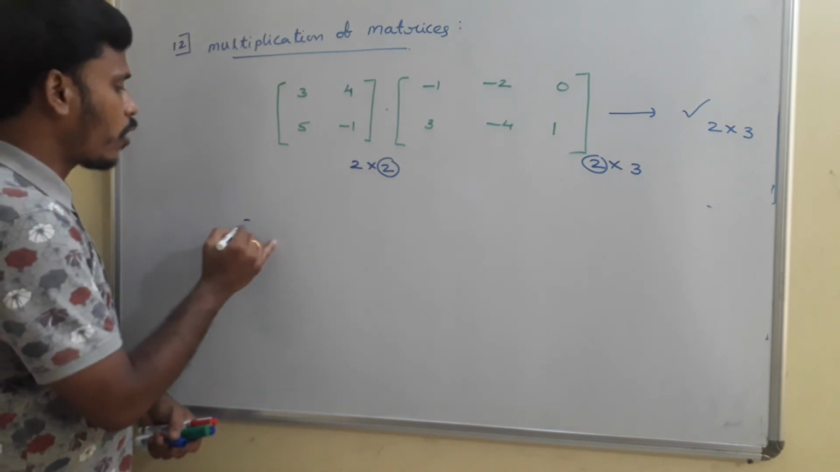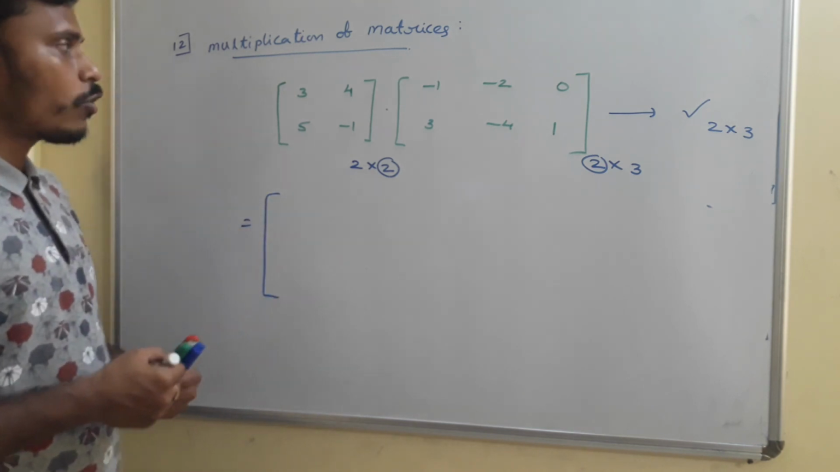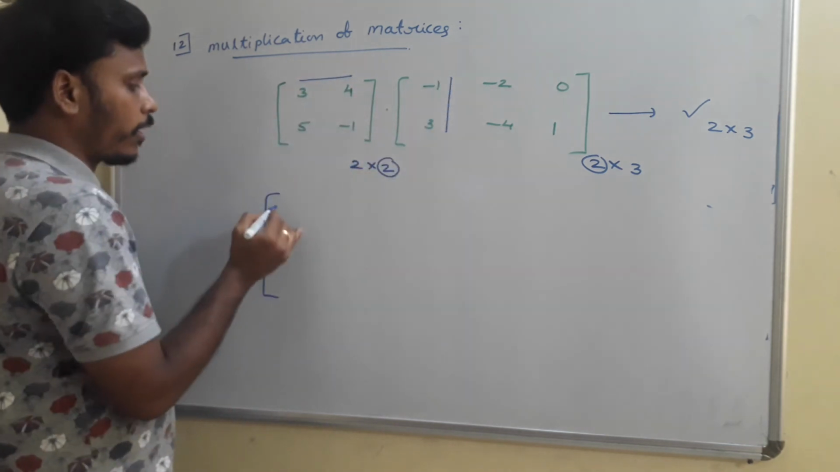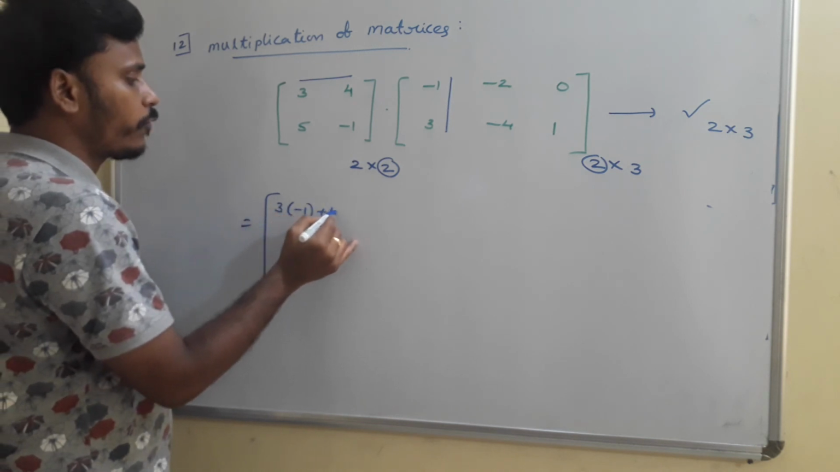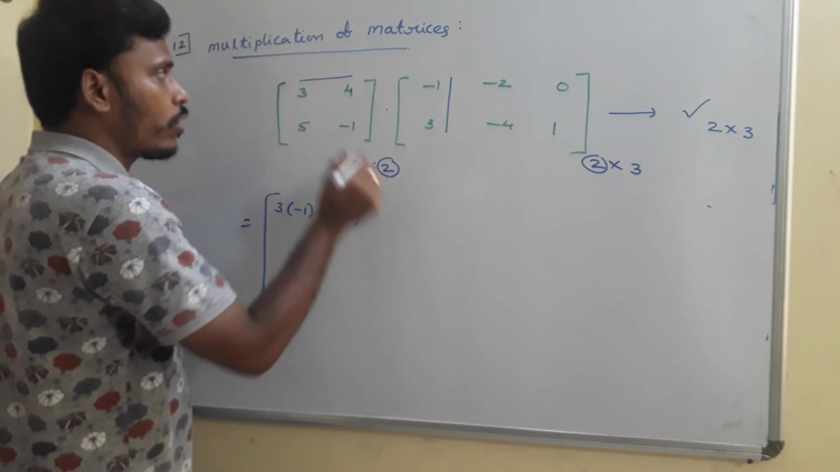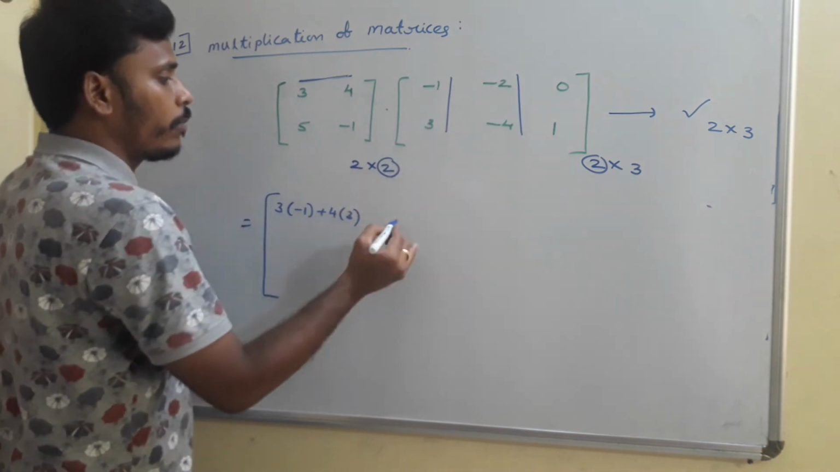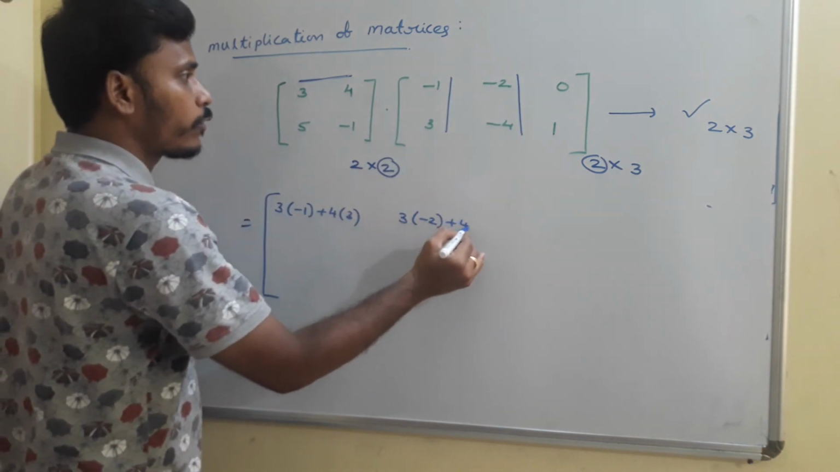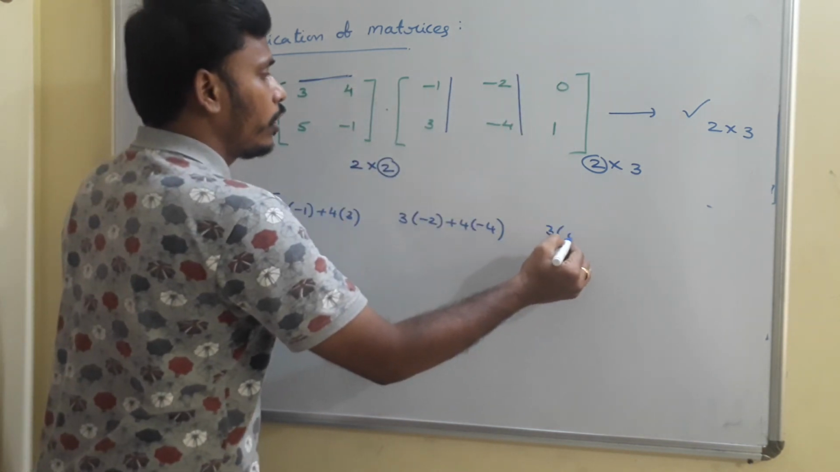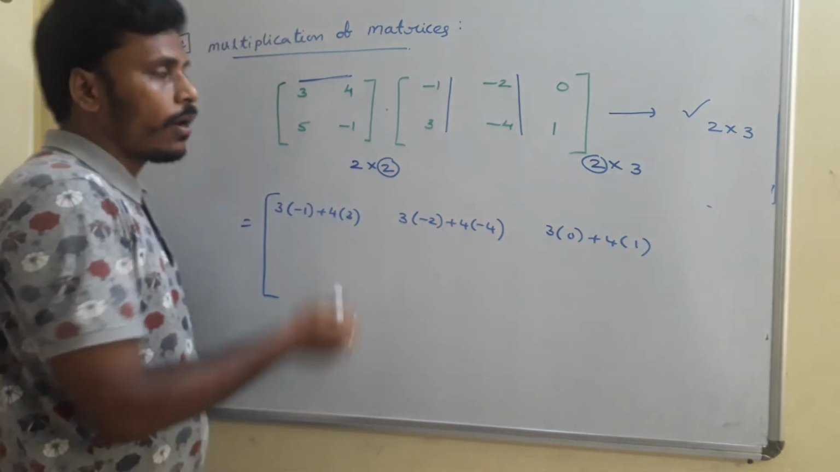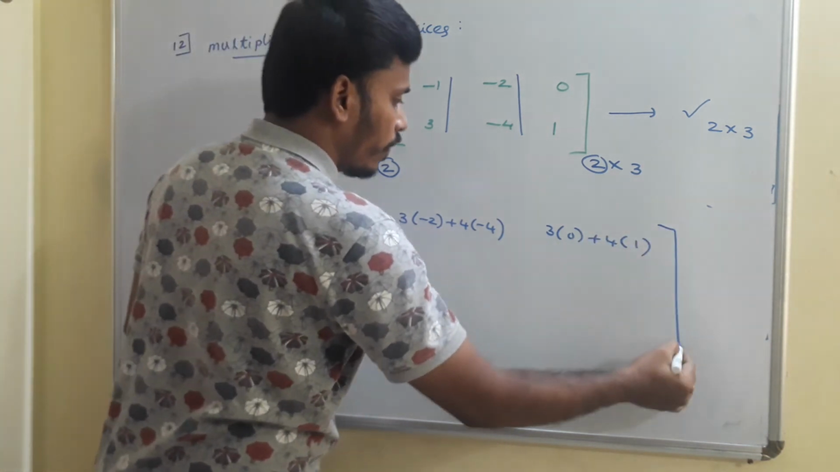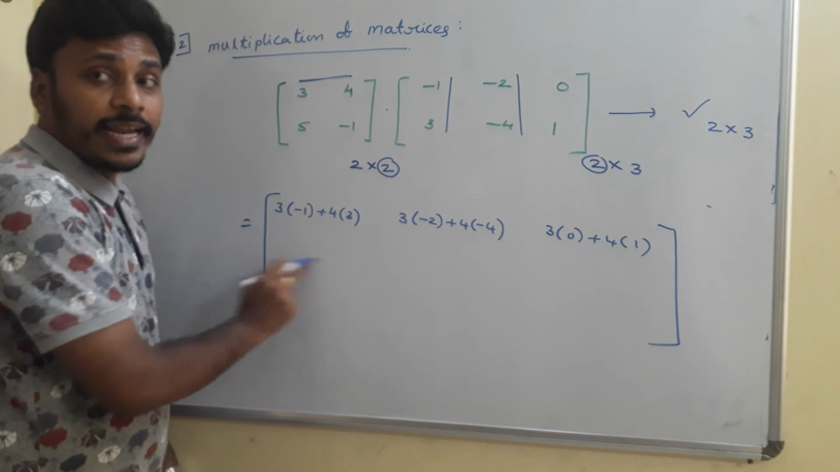And while multiplying, how to think about it? Directly I am going to write. This is first row and first column, so you just think about first row and first column correspondingly: 3 into minus 1 plus 4 into 3. There ends first row, first column. Then this position is first row and second column: 3 into minus 2 plus 4 into minus 4. And this position is first row, third column: 3 into 0 plus 4 into 1. And again first row, fourth column: since there is no fourth column, you won't get additional columns here. There ends the part.